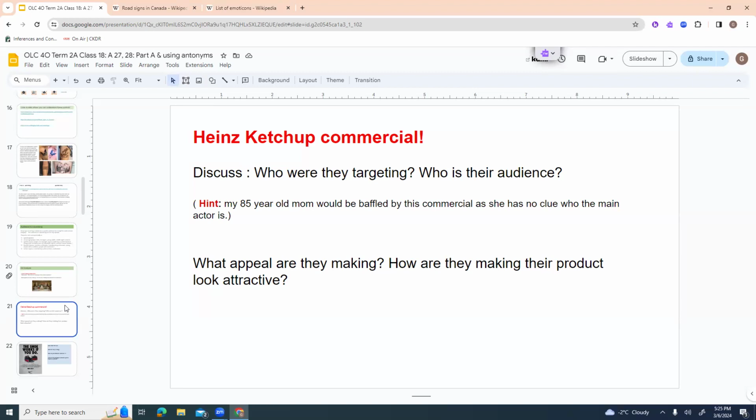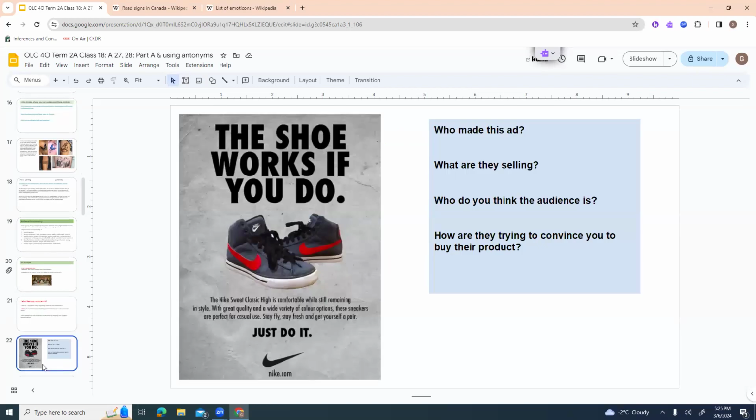And so it caused people to unconsciously think, huh, well, if he likes it, maybe I should try it. Okay, so here's another ad. This is a Nike shoe ad, and it says the shoe works if you do. And then there's a pair of blue shoes that, to me, look kind of old-fashioned, but maybe it's the old-fashioned that's new again.